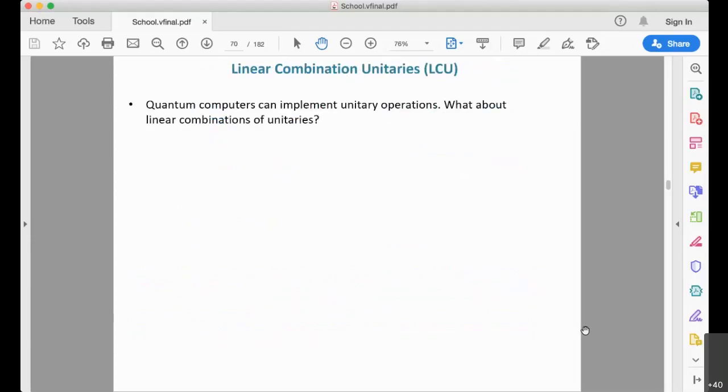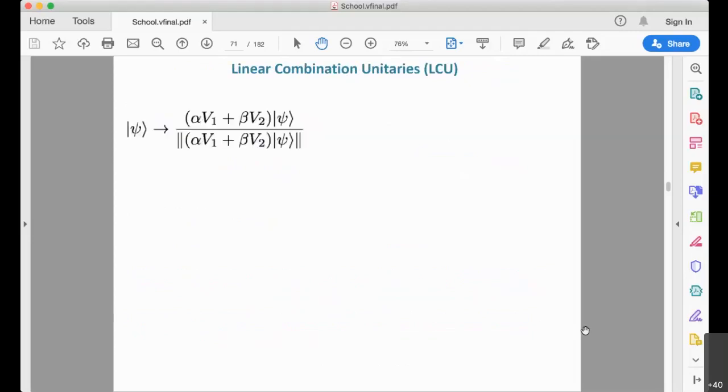We know that quantum computers can implement unitary operations, but what about linear combinations of unitaries? This is what I've been talking about, so now I'm going to explain how to do this. Suppose that I have a pure state psi, and I want to map psi to some operator acting on psi, which is a linear combination alpha V1 plus beta V2, where alpha and beta are positive numbers, for example, with no loss of generality, and V1 and V2 are unitary operations. So I want to make that transformation.